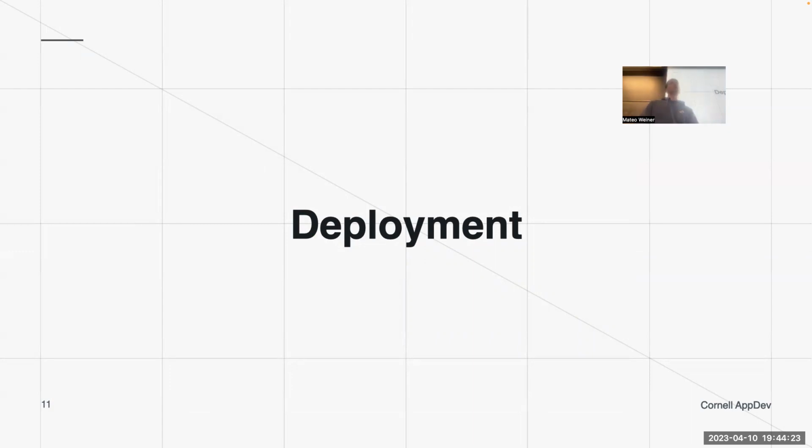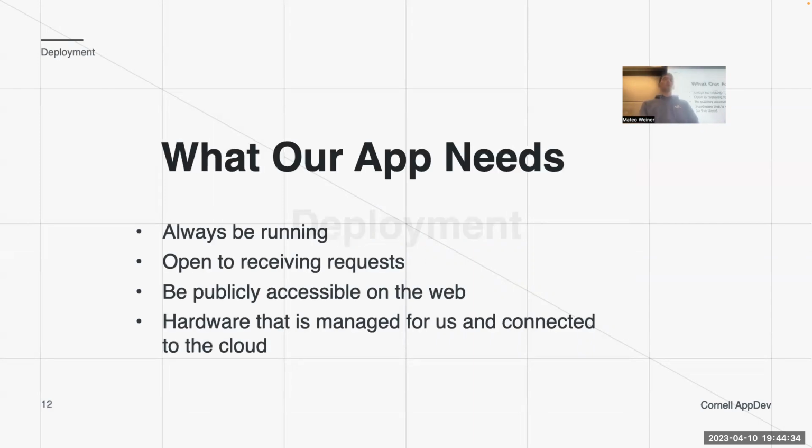So if you guys know, so far you've only been able to run an app on your computer, and you can only access it through that localhost. So deployment is that actual process of getting it onto the internet so that people can see it and anyone can ping it.